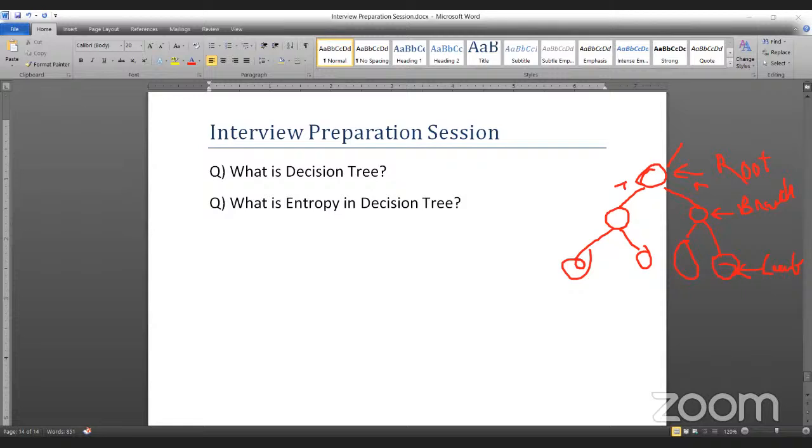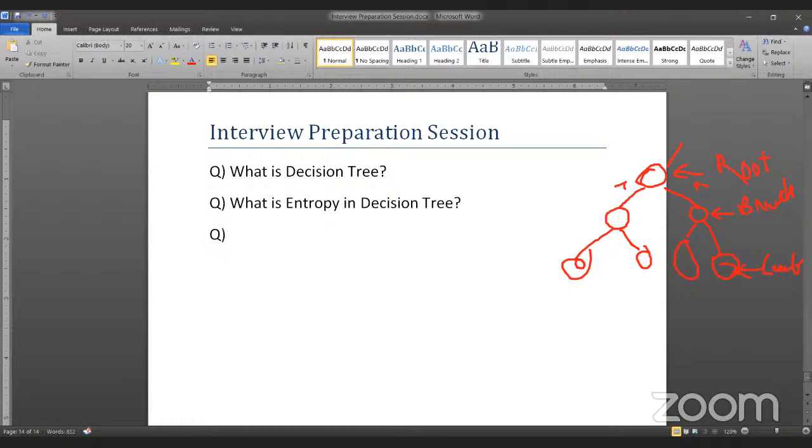So this entropy, we can call it a measure of impurity or randomness in a data set. The entropy of a data set tells us how pure or impure the values of the data set are. In simple terms, it tells us about the variance in a data set. Yeah, correct. Sure.